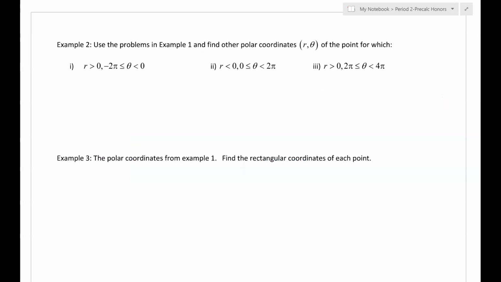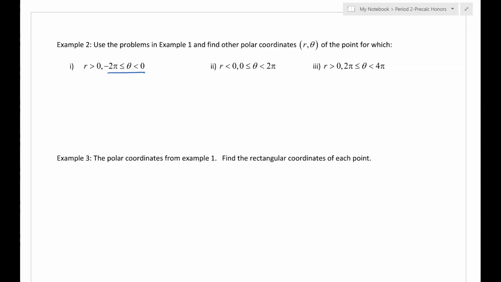All right, guys. Example 2 says use the problems in example 1 and find other polar coordinates, which is always denoted as radius, comma, theta, which is an angle of the point. We have 1i, 2i, and 3i, and these are different conditions for our example 2. 1i says all of the points in example 1: now I want you to find a positive radius, and the angle is now restricted between negative 2 pi and 0, inclusive at negative 2 pi.